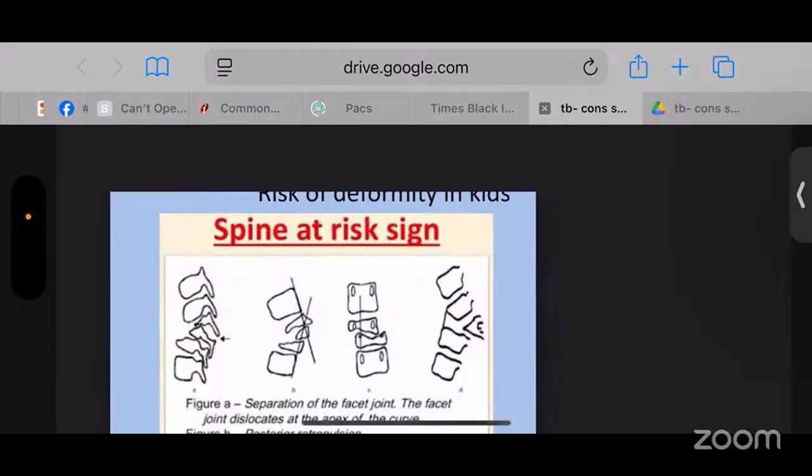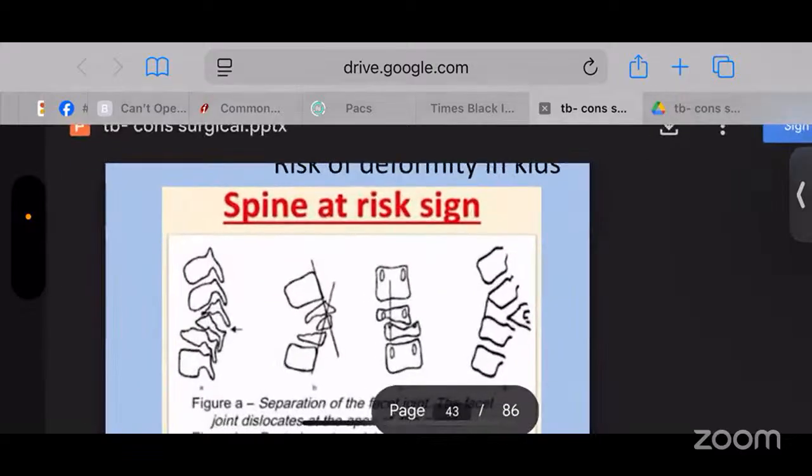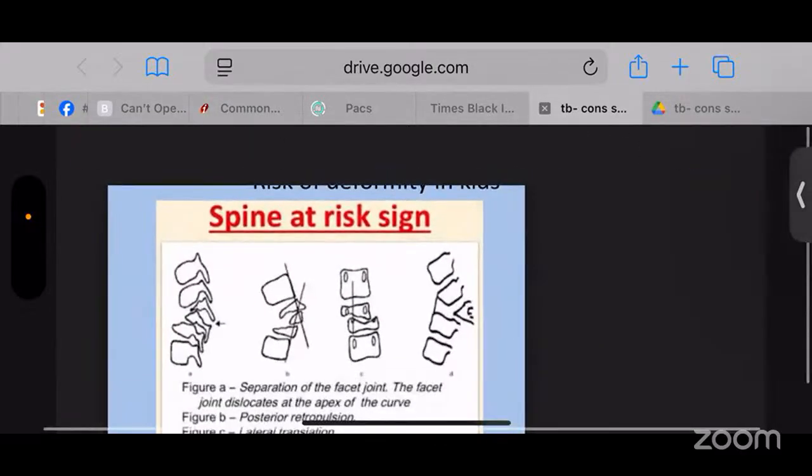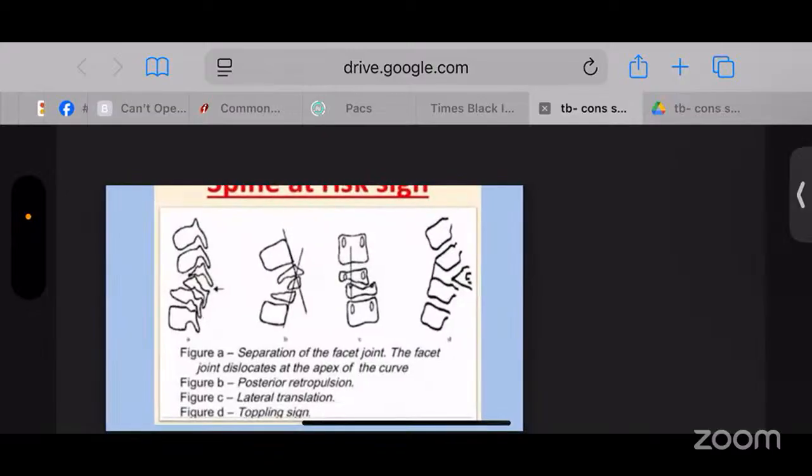And this is the spine at risk sign proposed by Dr. Rajasekaran and team. In this, there are 4 signs which we should be aware of. This is specifically seen in kids. So if even in the early stages, you come across patients in which there is separation of the facet joints or posterior retropulsion of the diseased vertebrae, a lateral translation of the spinal alignment, or toppling of the vertebrae over the lower normal vertebrae. So these are the four risk signs.